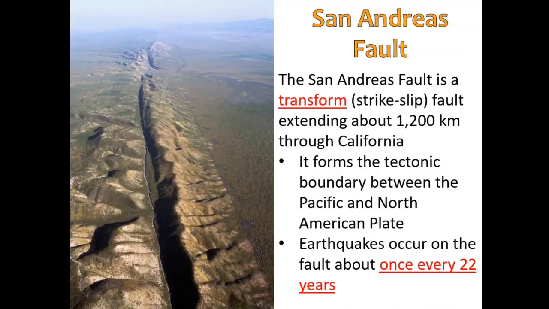Now, the San Andreas Fault is probably the most famous fault line in the United States. It is a transform, or what we call a strike-slip fault, and it extends about 1,200 kilometers through California. It forms the tectonic boundary between the Pacific and the North American plate, and earthquakes occur on the fault about once every 22 years.